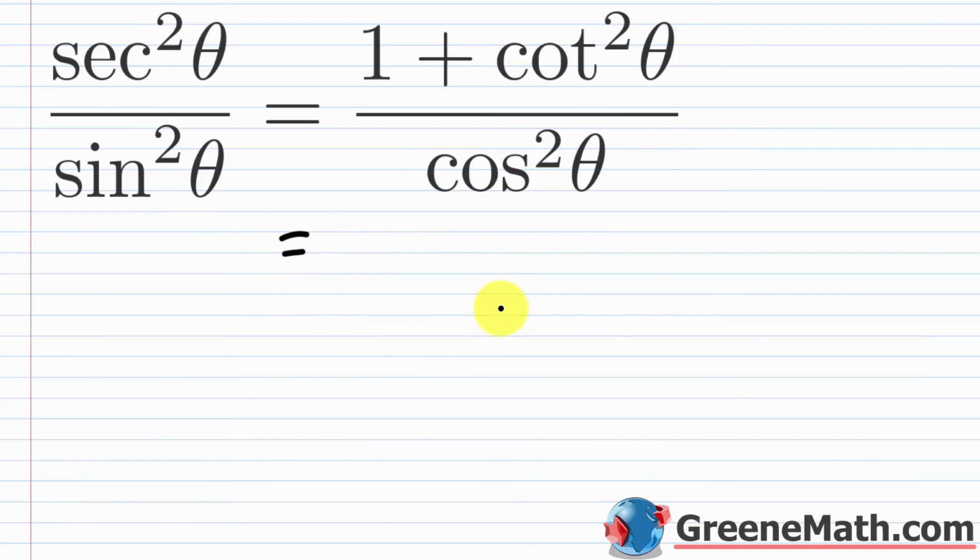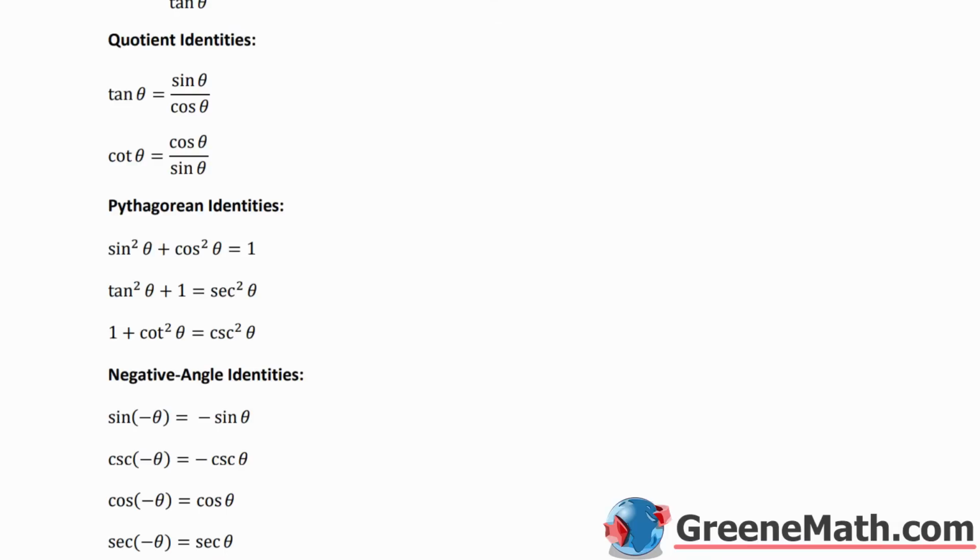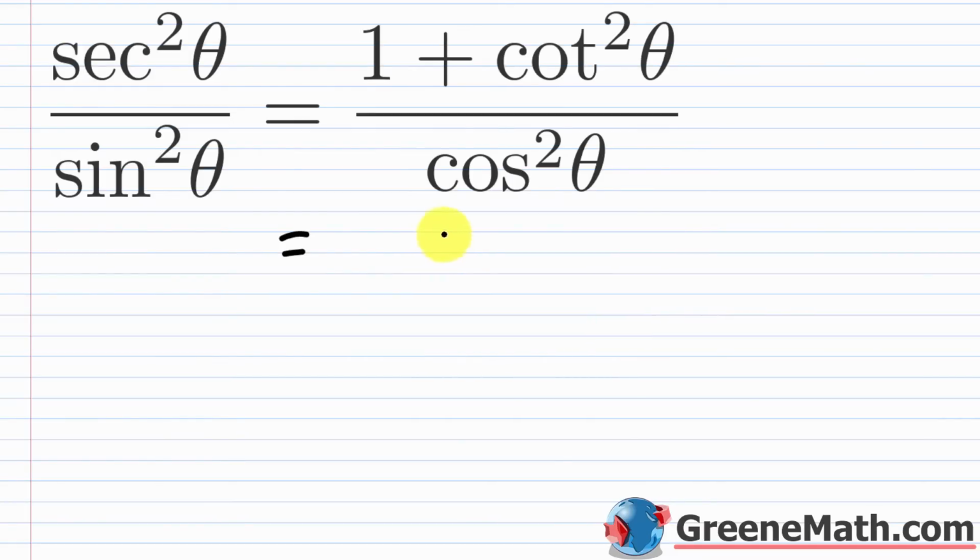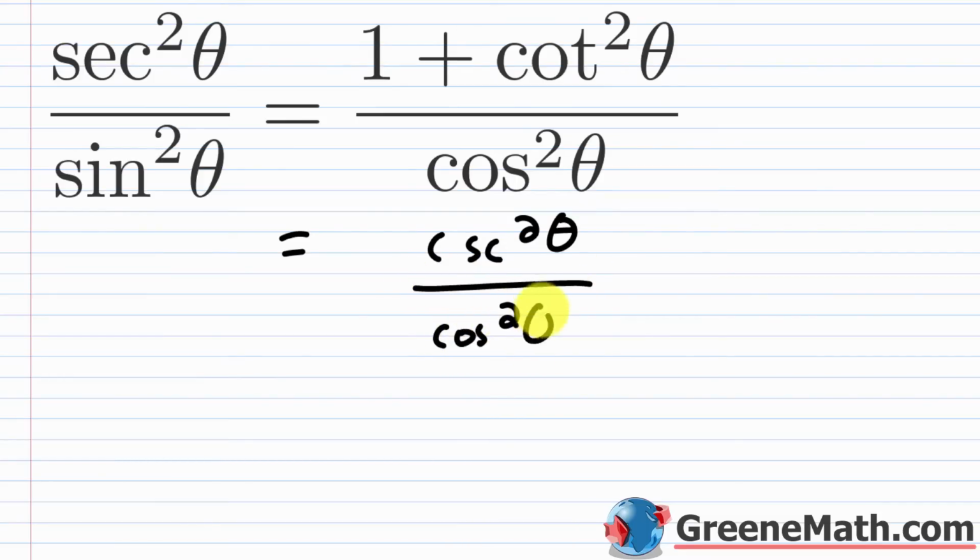I'll put equals here. And for 1 plus cotangent squared theta, we just saw in the last problem that can be replaced with cosecant squared theta. If you come down to, again, the Pythagorean identities, 1 plus cotangent squared theta is equal to cosecant squared theta. So let's go ahead and make that replacement. So I'll say this is cosecant squared theta over cosine squared theta. Now at this point, you don't have a match, so you think about what else you can do. I know that cosecant squared theta can be written as 1 over sine squared theta.